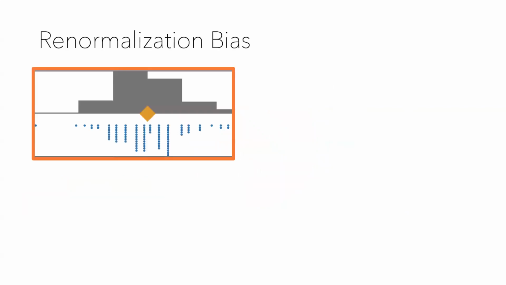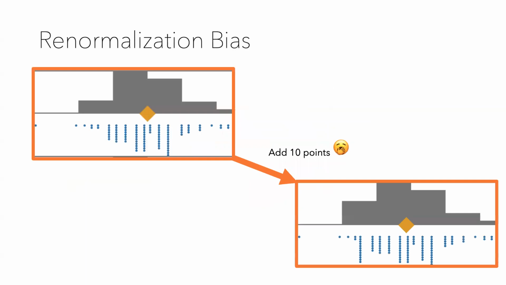So the first, which is very particular to raincloud plots, is renormalization bias, which is something that happens when we have to deal with scale causing us to renormalize all of the visual components of the chart, right? So as an example, I have this data set here. I've added 10 points somewhere to the left of the mode. And that creates some visual change, but not a ton, right? Like my histogram went up a little bit higher there, and you can see those 10 new points in the chart.